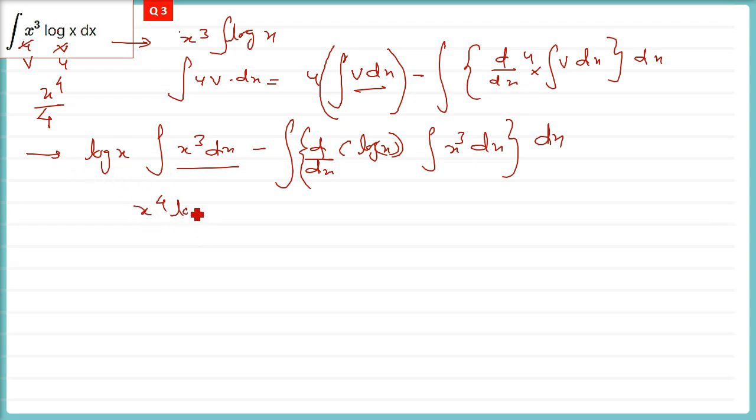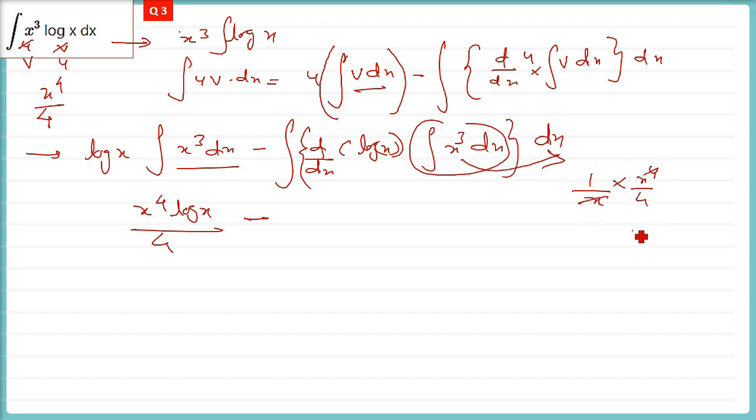So log x into x to the power 4 by 4, because integration of x cube is x to the power 4 by 4. And d by dx of log x will be 1 by x, and x cube integration will be x to the power 4 divided by 4. So x gets cancelled, you'll get x cube by 4. And this has to be integrated.